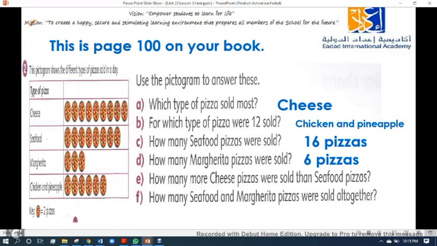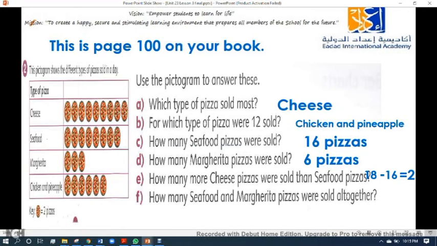Now, we want to find out how many more cheese pizzas were sold than seafood pizzas. Again, we have this question. What operation are we going to use? Alright, great job. We will use subtraction. We know that cheese is how many? 18. And then we subtract. Seafood is how many? 16. So 18 minus 16 is equal to 2.